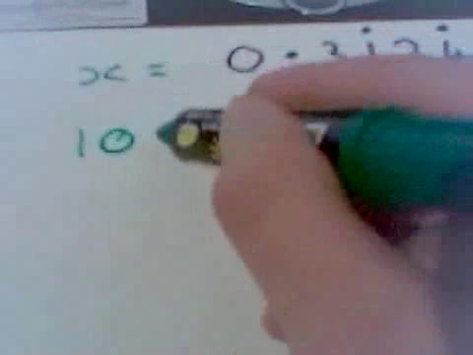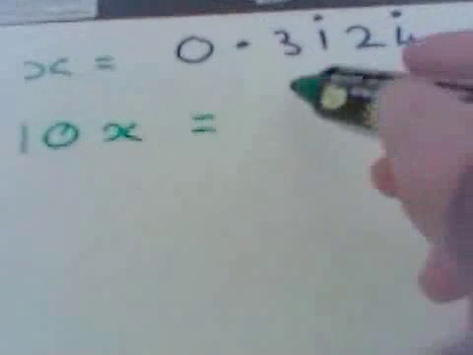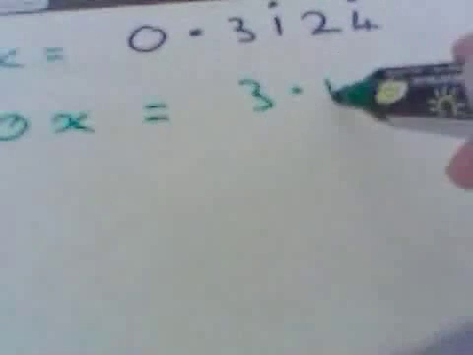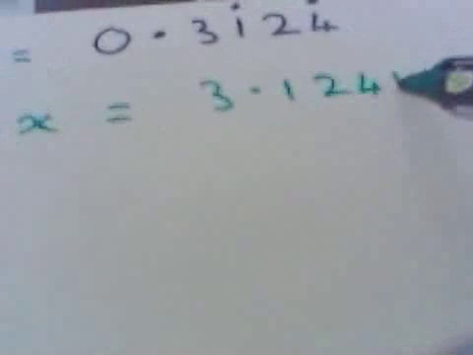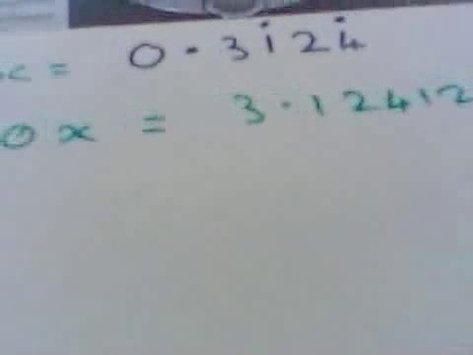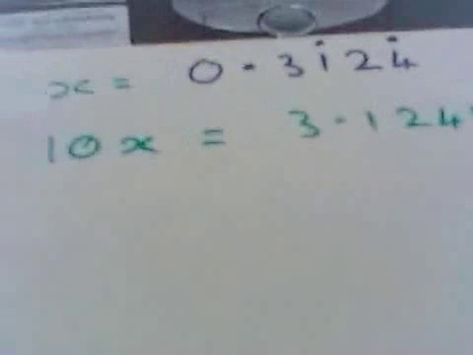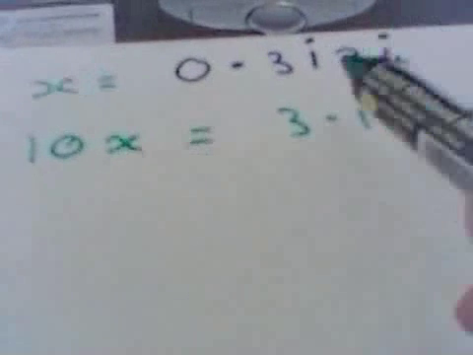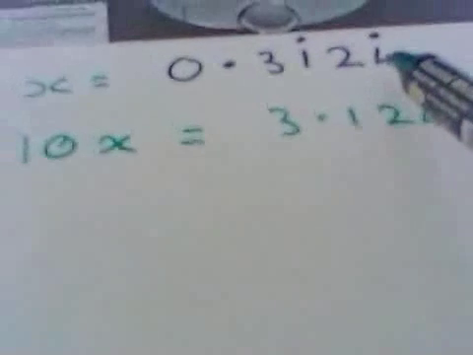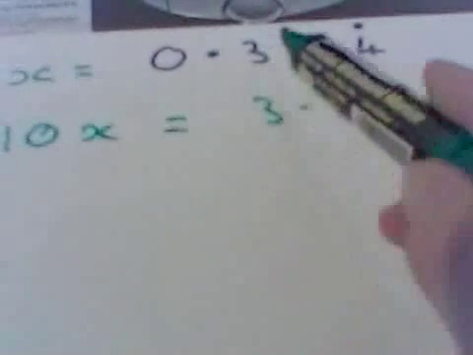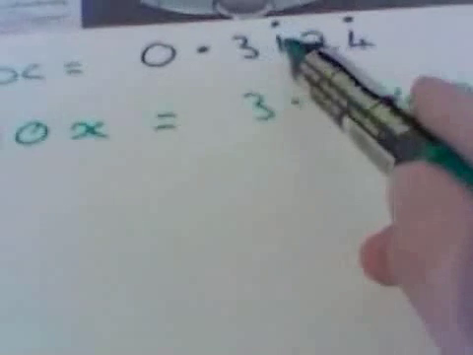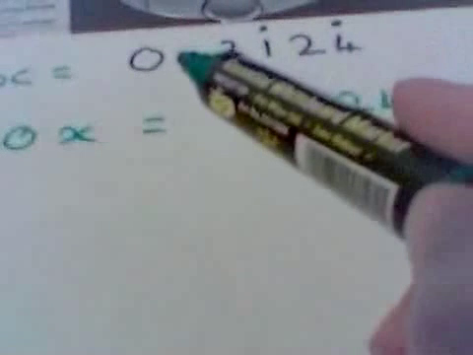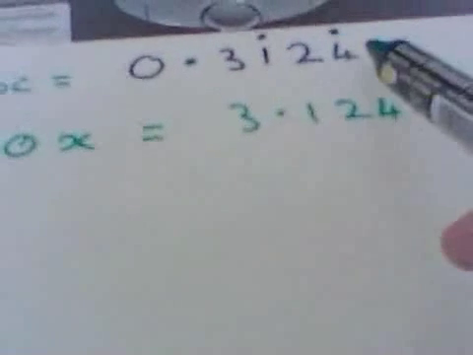So 10x equals 3.124124, carrying on forever. So I've got to repeat that in a different manner with this number again. So really I want to get 124 there. So instead of multiplying by 10, which would move everything along once, I want to move it 4 places, because then I'll have the 1 repeating again.